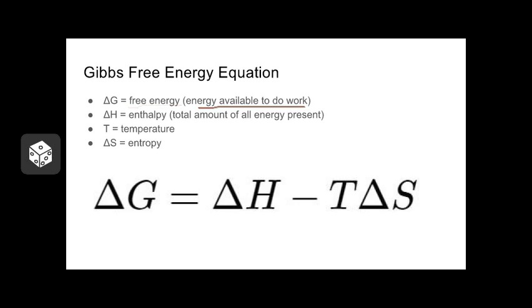On this side of the equation, we have the delta H. Delta H represents something called enthalpy. And enthalpy is the total amount of energy present in all of its forms, both useful and not useful, in the system. T is going to simply represent temperature. And the delta S is going to represent the change in entropy that we see as this reaction proceeds. So it keeps track of whether we're going from an ordered state to a disordered state or vice versa.